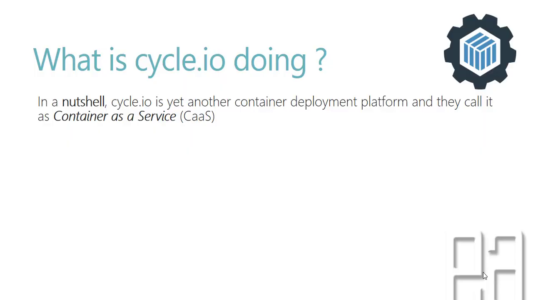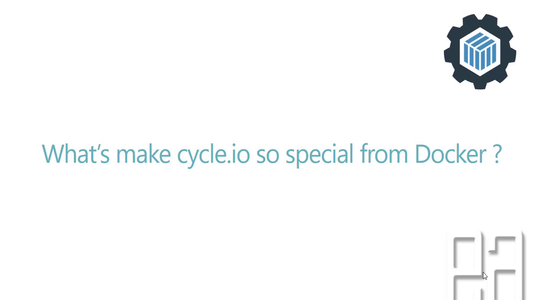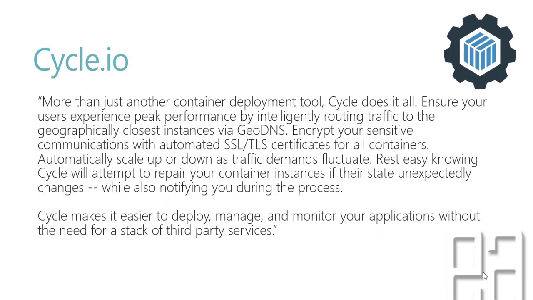Well, in a nutshell, Cycle is yet another container deployment platform, and they call themselves a container as a service platform. Well, what makes Cycle.io so special compared to Docker? Because so far in our Docker video series on the Exit Automation channel, we have been talking about Docker, containers and Windows containers a lot. But what makes Cycle.io so special? Well, Cycle.io is more than just another container deployment tool, and Cycle does it all.